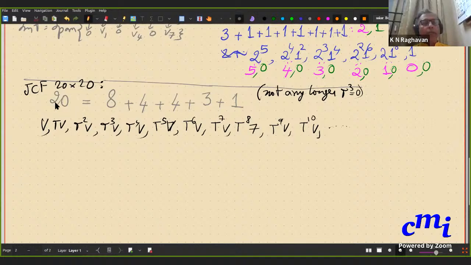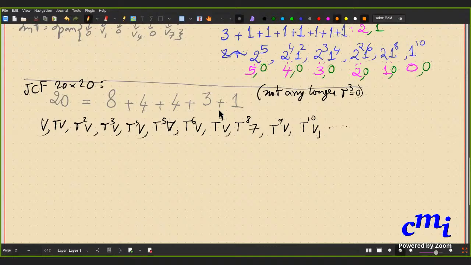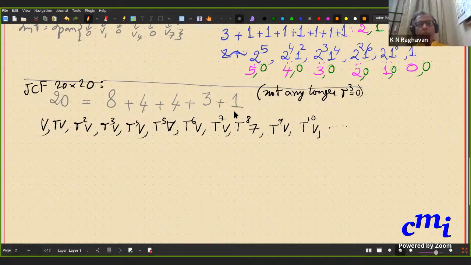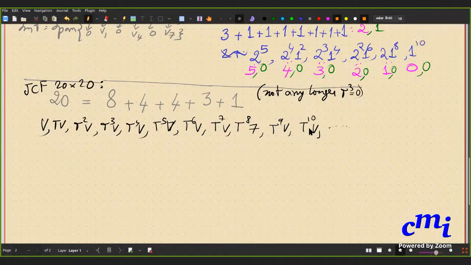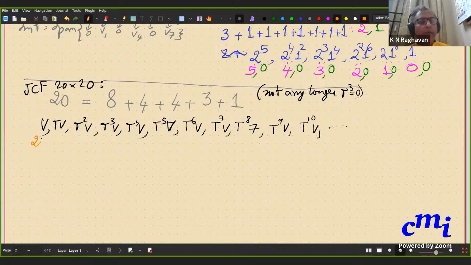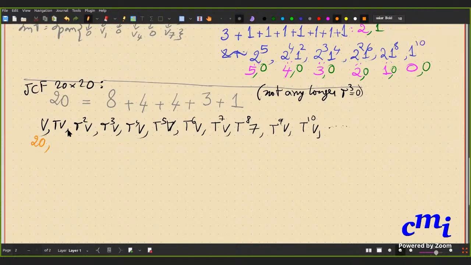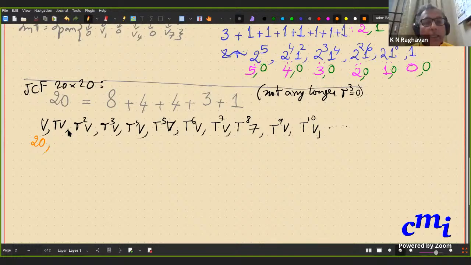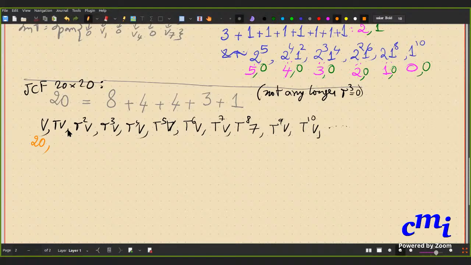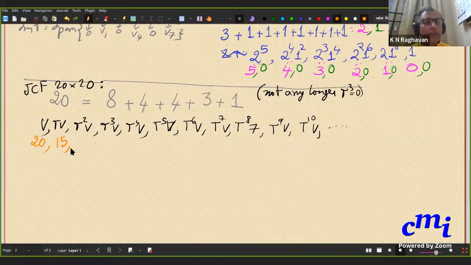So I'm giving you a 20 by 20 matrix in Jordan canonical form, right? These are the block sizes. Now you tell me these numbers. 20. So this number I'll write in this color. 20. Okay. What is TV? 15. Let me see if that's right. I agree. Correct? 15, plus 3 plus 3 plus 2. Yes, that's correct. T cubed V, T square V.